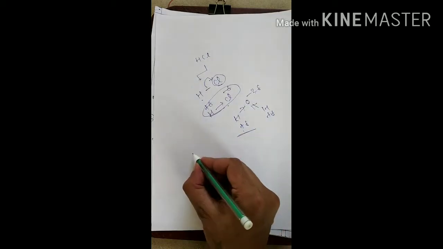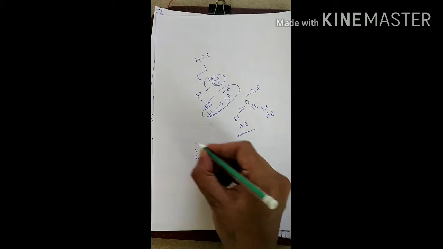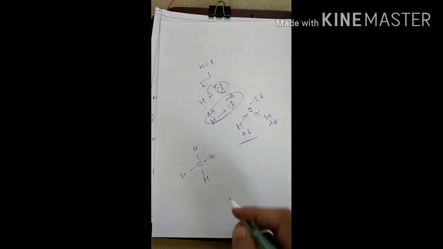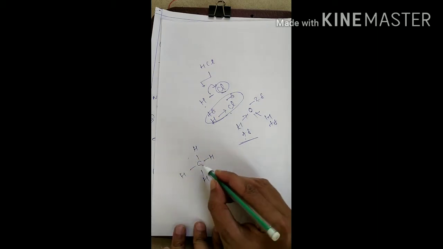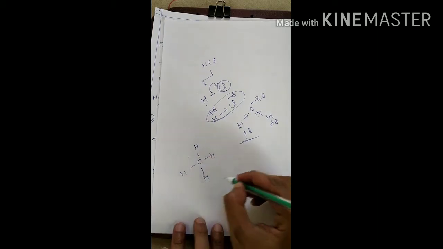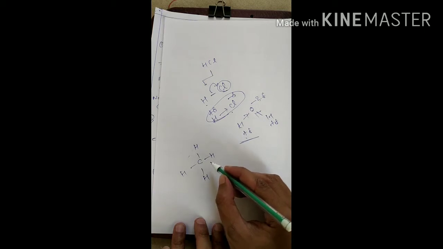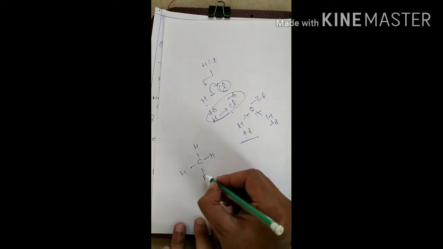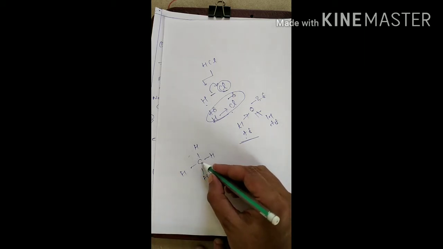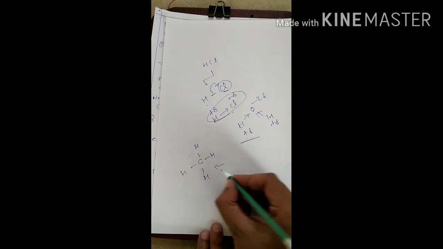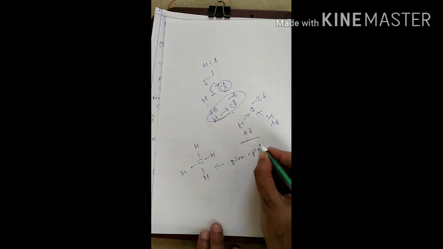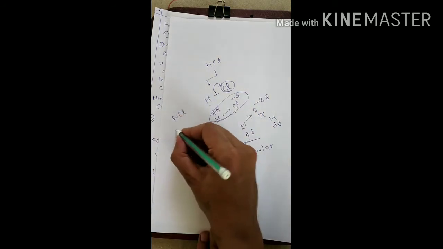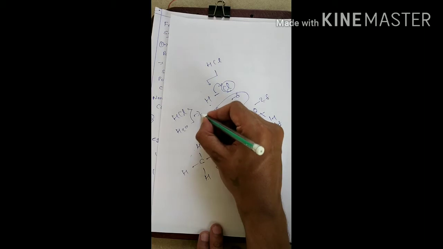What is a non-polar compound? Suppose I am taking a methane molecule here. It has 4 hydrogens around the carbon. All 4 hydrogens have the same electronegativity. So the bond electrons will remain as such between carbon and hydrogen. So it is non-polar. And HCl, H2O both are polar.